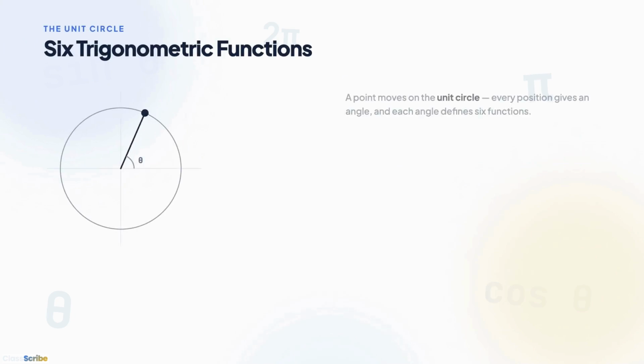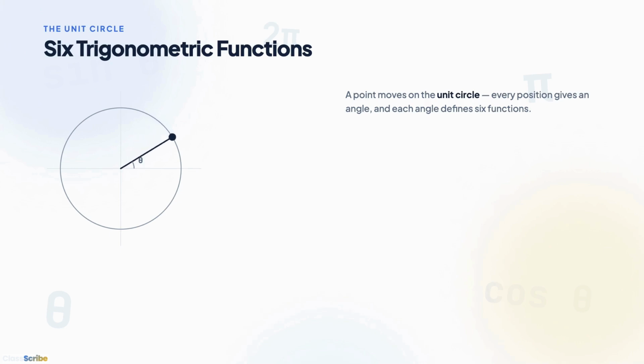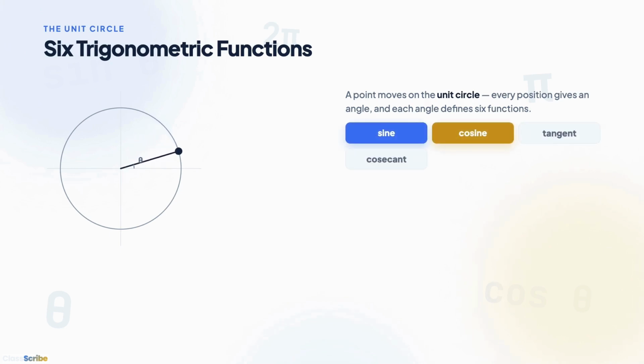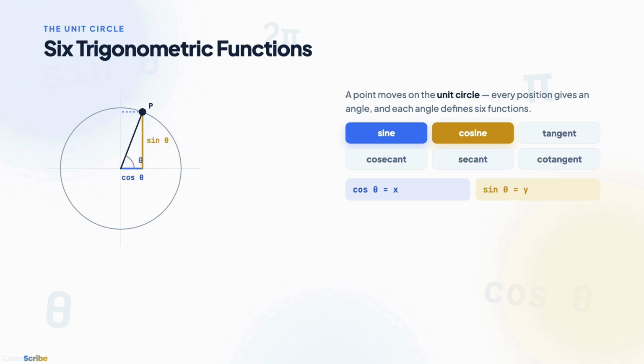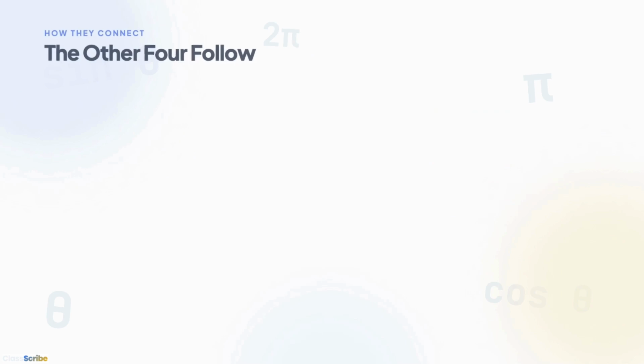Now let's understand trigonometric functions. Imagine a point moving on a unit circle. Every position of the point corresponds to an angle. From this angle, we define 6 trigonometric functions: sine, cosine, tangent, cosecant, secant, and cotangent. The most important are sine and cosine. On the unit circle, cos theta represents the x coordinate, while sine theta represents the y coordinate. Once these are known, the remaining functions are easy.